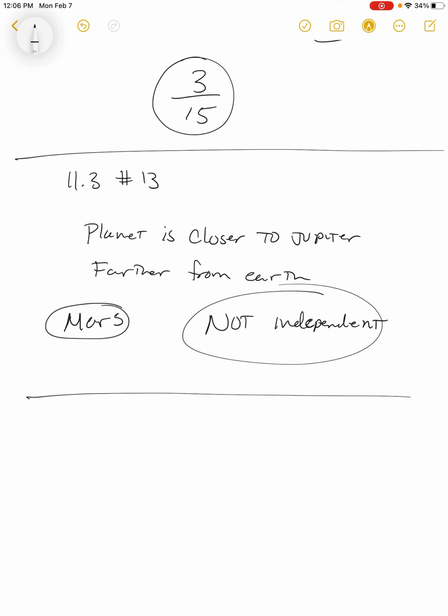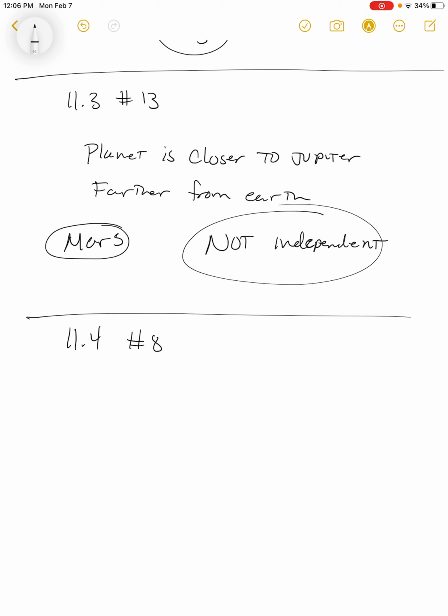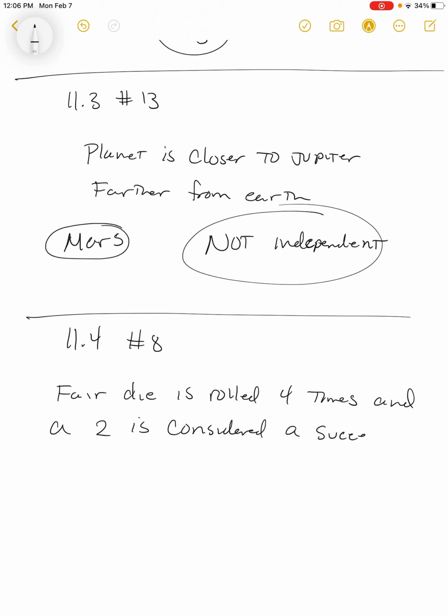Then you asked me about 11.4, right? The homework that we're doing recently. Number 8. So let's look at 11.4, number 8. This is the one where a fair die is rolled 4 times, and a 2 is considered a success. So if a 2 comes up, we're successful. If a 2 does not come up, it's not successful. It's almost like we're betting on 2, and so we're very focused on that.